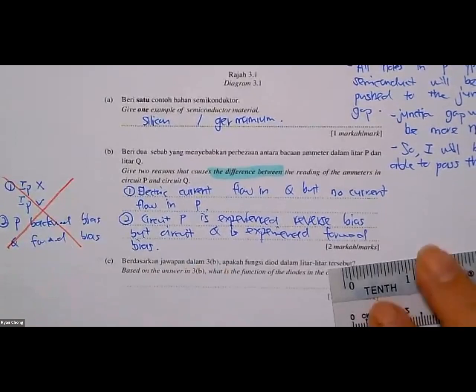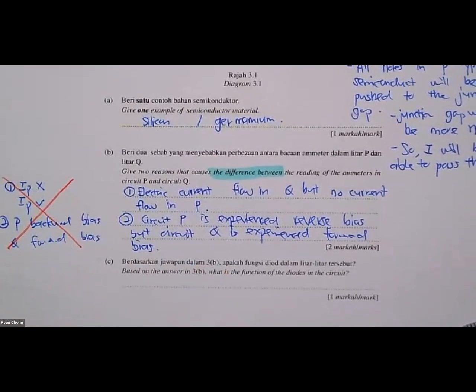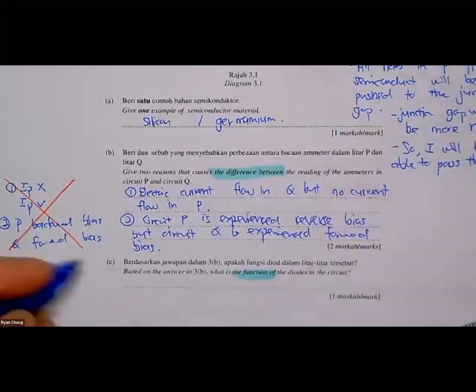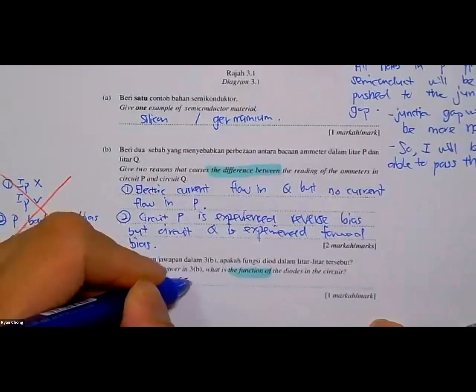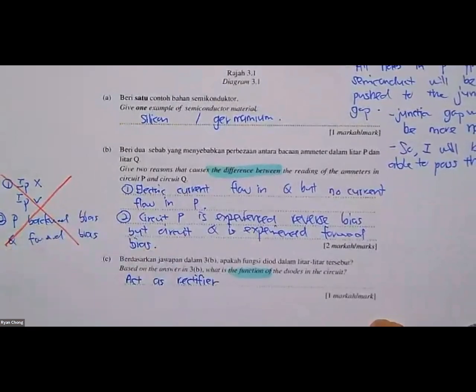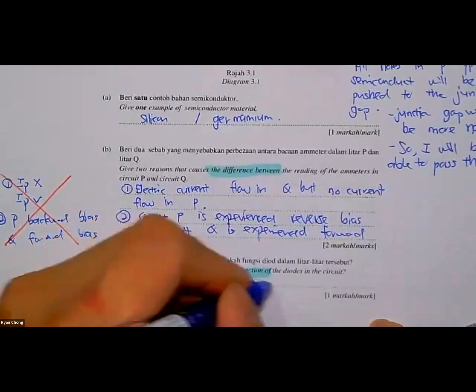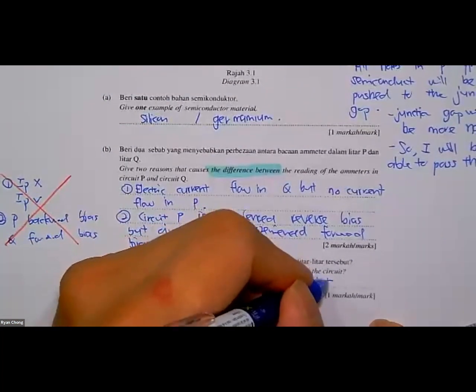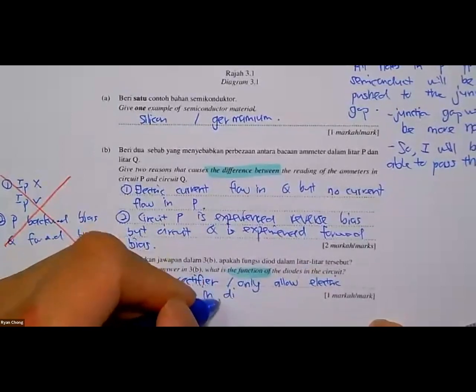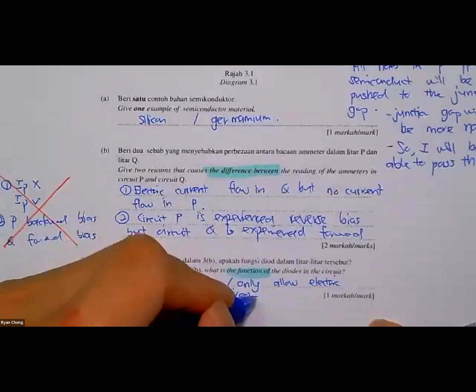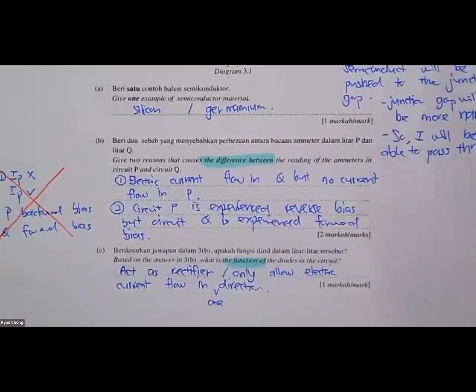Okay. So based on the answer in 3B, what is the function of the diode in the circuit? Okay. So if they ask for function, diode only have one function. Okay, you can say act as rectifier. Okay, or you can say only allow electric current flow in one direction. That is the way how you answer the function there. Okay, so you can jot down.